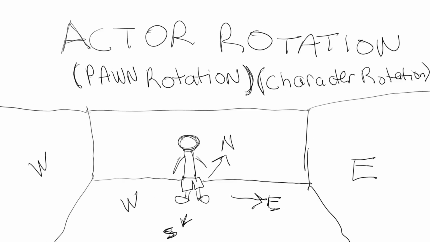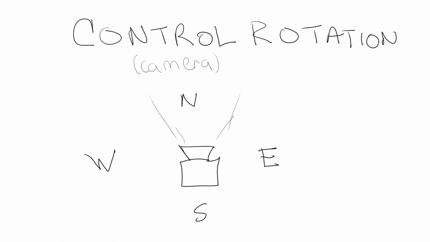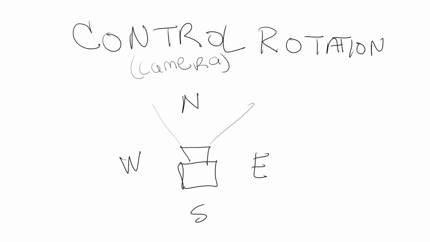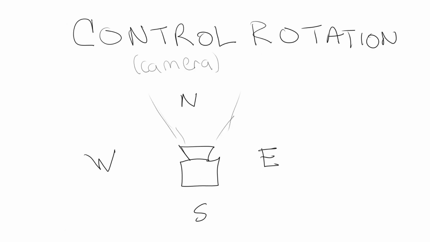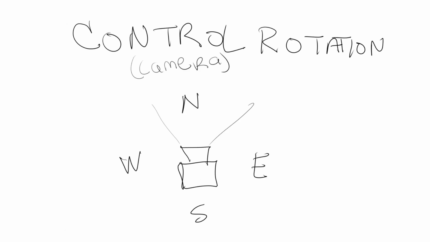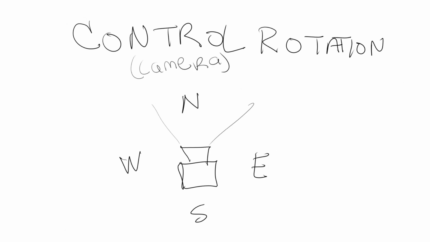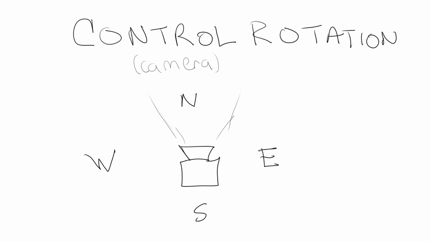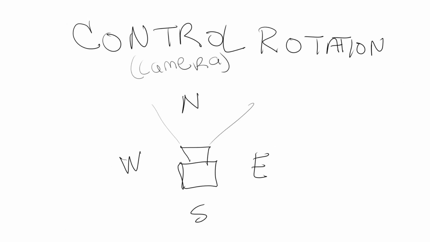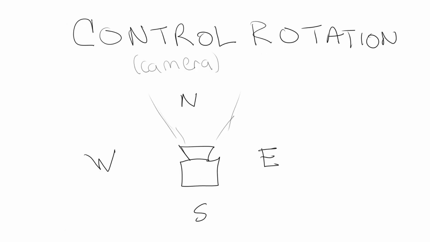And last but not least, we have our control rotation, which controls the rotation of the camera. It is the rotation of what the player is in control of. That is why it's called the control rotation. It controls the camera where you're looking at right now. When you move the mouse, we're talking about control rotation.